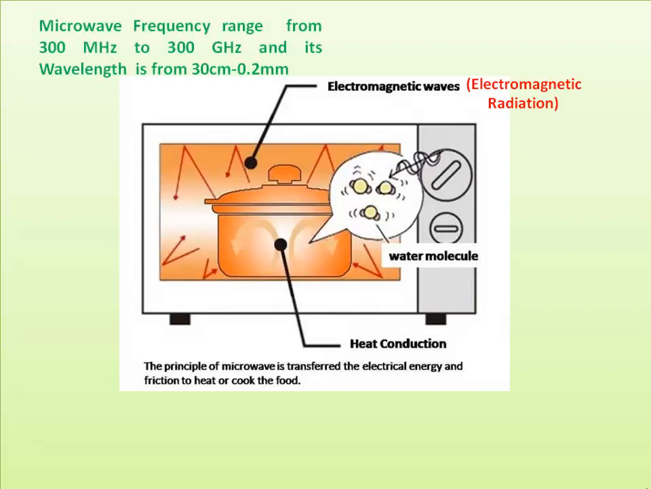Here in the microwave oven, it uses the microwave frequency to heat food products, which ranges from 300 megahertz to 300 gigahertz, and its wavelength is from 30 centimeters to 0.2 mm.